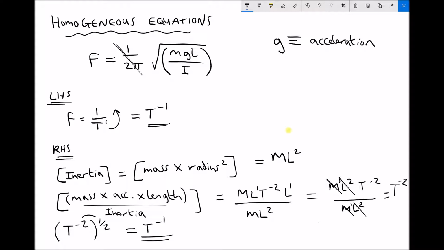Now finally, what we can do is check. Our right hand side is t to the minus 1. Our left hand side is t to the minus 1. Therefore, the equation that we started with there is homogeneous with respect to its dimensions.